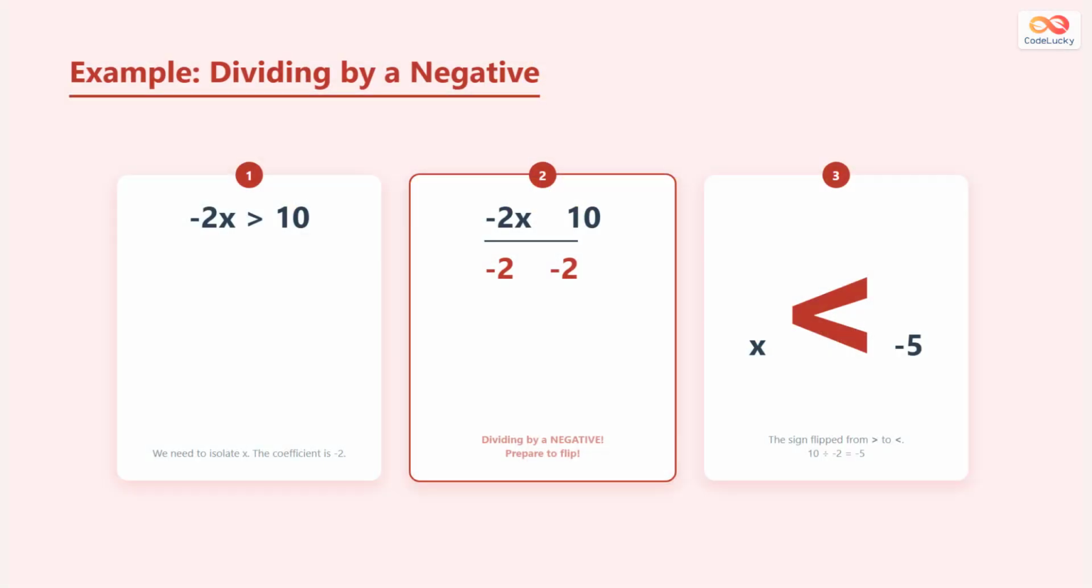Let's see this rule in action. We have negative 2x is greater than 10. To get x by itself, we need to divide by negative 2. Because we are dividing by a negative number, look at what happens to the symbol. It flips from greater than to less than. 10 divided by negative 2 is negative 5. So our answer is x is less than negative 5.